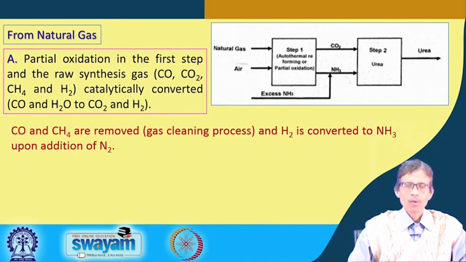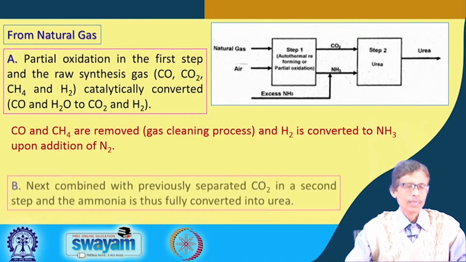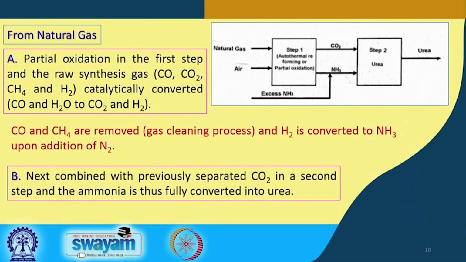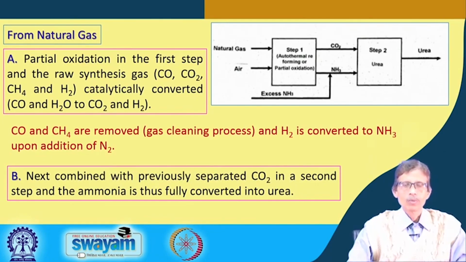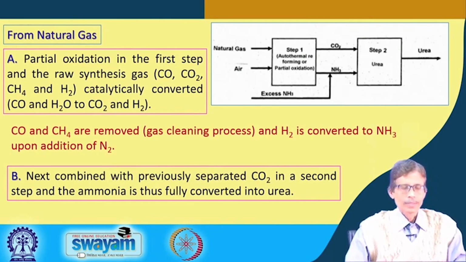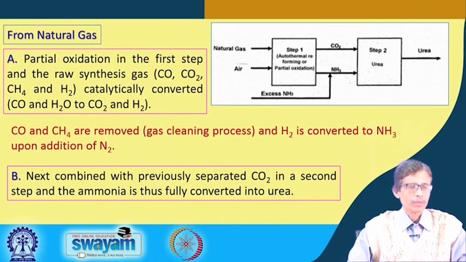So, hydrogen is now converted to ammonia upon addition of dinitrogen. So, N2 will be used for your useful production of NH3. That useful production of NH3 will now take you to step number 2, which is the B step. The B step is a very simple one: we combine with the previously separated CO2, because CO2 was separated earlier.